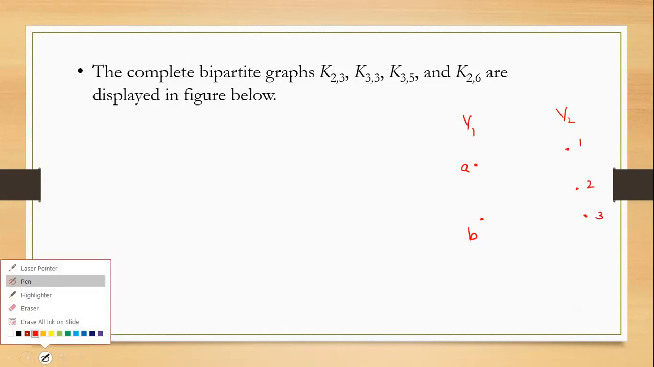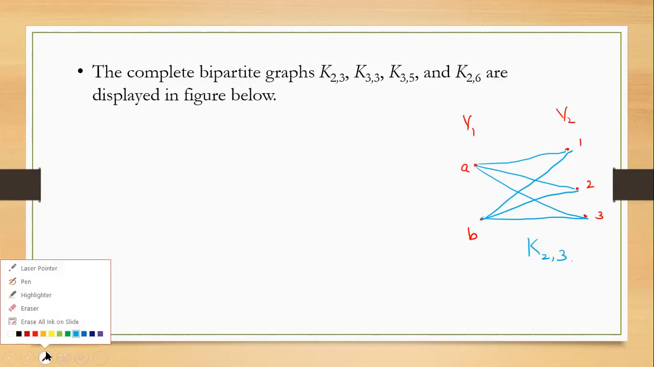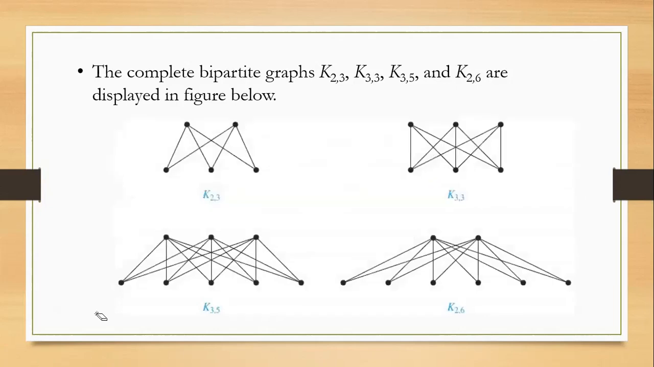Now in a complete bipartite graph, A will be connected to all the three vertices in this way, and B will also be connected to all the three vertices. So this is a diagram of K2,3. Similarly, you can create K3,3, K3,5 and K2,6. Please pause the video and do it by yourself. So these are the graphs for all the examples given over here.